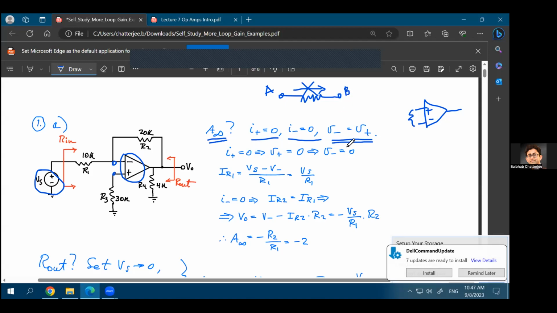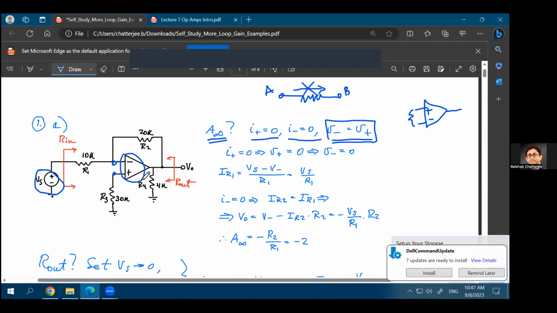And that's what is meant when we write V minus is equal to V plus, that the voltages at these positive and negative terminals are equal. And that will always be the case if we assume the infinite input impedance scenario.